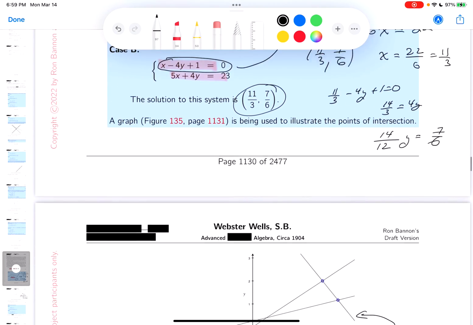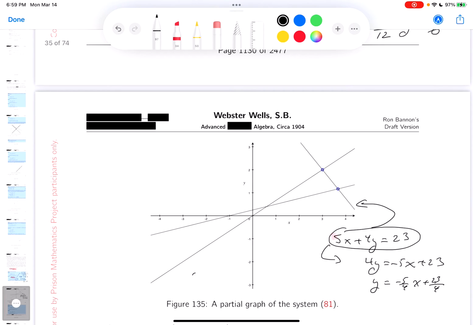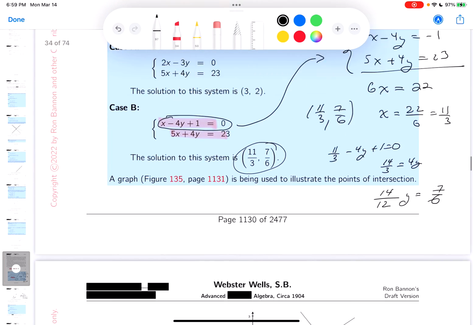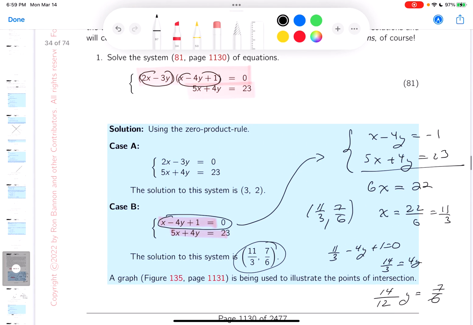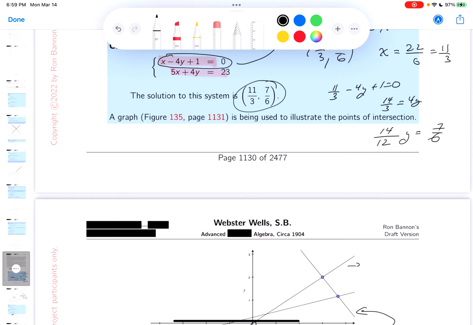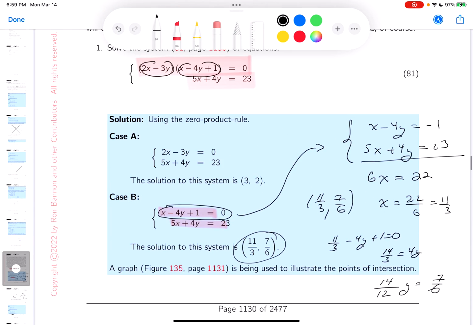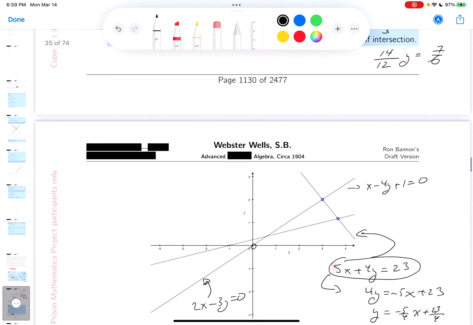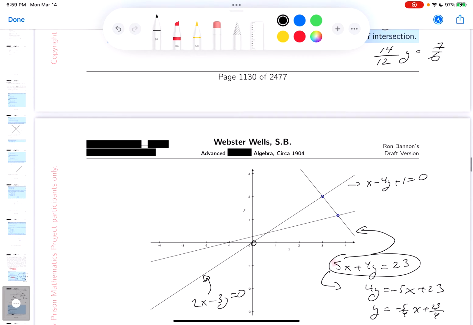Let me identify 2x minus 3y equal to 0. That's all we're doing. What line is that? It's this one right over here, all right? How do I know that? Well, positive slope, it goes through the point 0, 0. What's the other line going to be? That's going to be x minus 4y plus 1, that second guy, equal to 0. We're just using the zero product rule there.